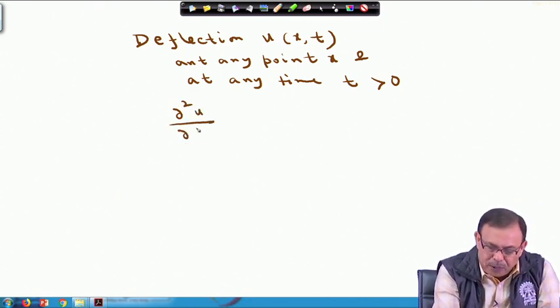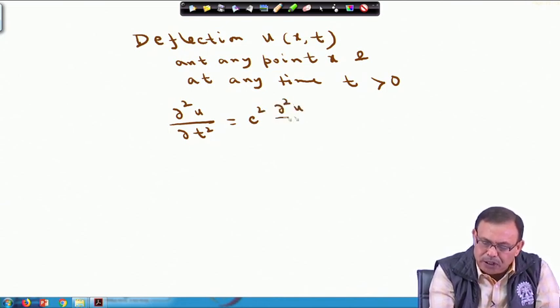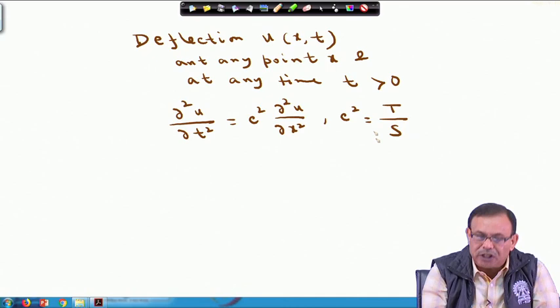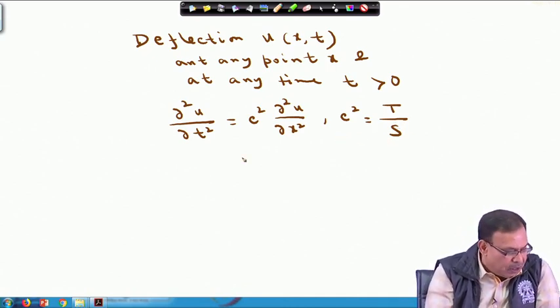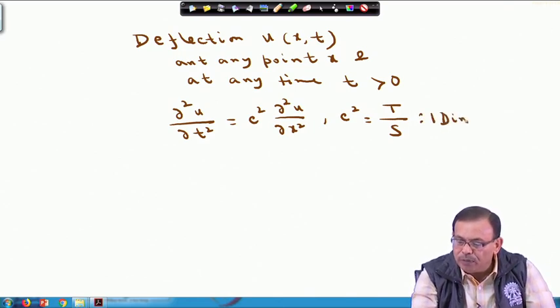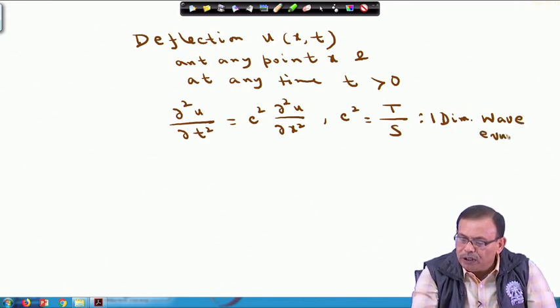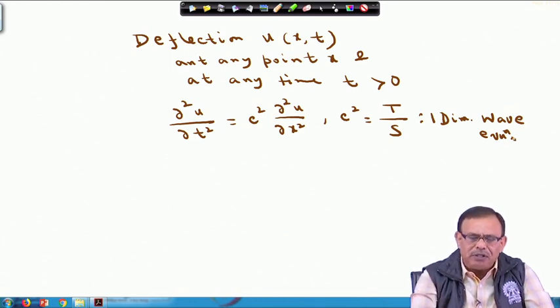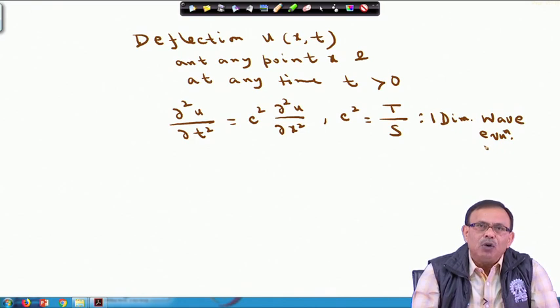This deflection is measured by the equation del 2 u del t square equals c square into del 2 u del x square, where c square equals T by s, which I am not explaining now. This we call the one dimensional wave equation. So, whenever you release the string and allow it to vibrate, the deflection u(x,t) at any point x and any time t greater than 0 is given by this equation, where c square equals T by s.